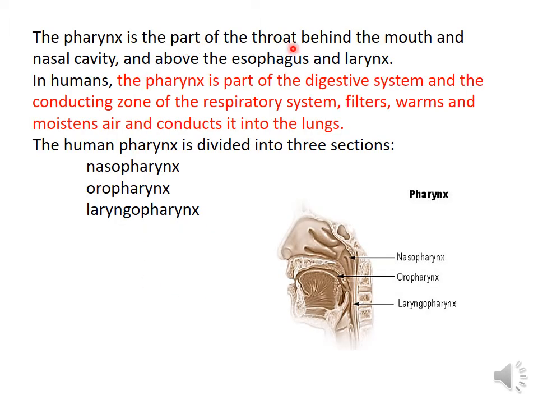The pharynx is a part of the throat, behind the mouth and nasal cavity, and above the esophagus and larynx. It's considered a part of the digestive system and the conducting zone of the respiratory system. It filters, warms, and moistens air and conducts it into the lungs. It's composed of three sections: the nasopharynx, oropharynx, and the laryngopharynx.